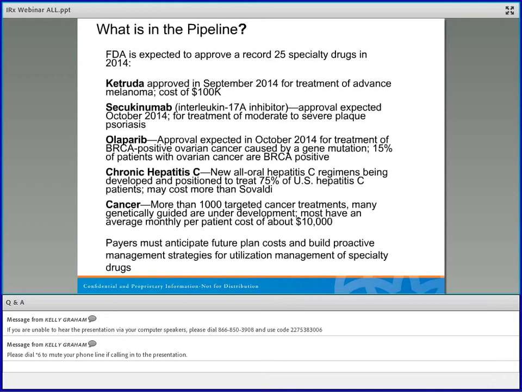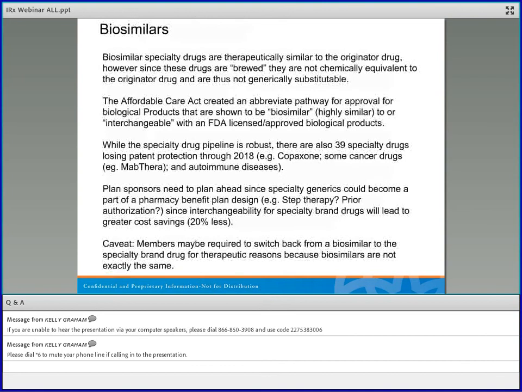And I think that's particularly true of specialty drugs. The PBMs do have pipeline reports. You should ask for that, and you should be able to get it fairly easily.